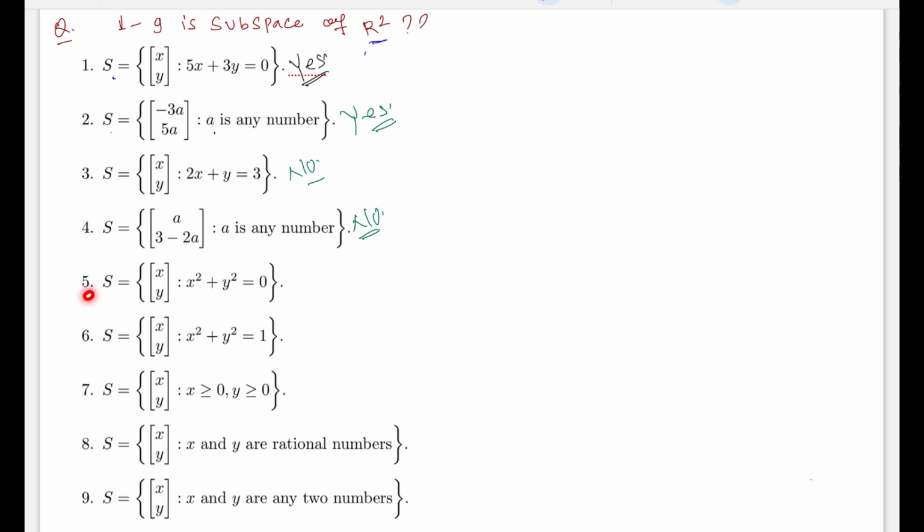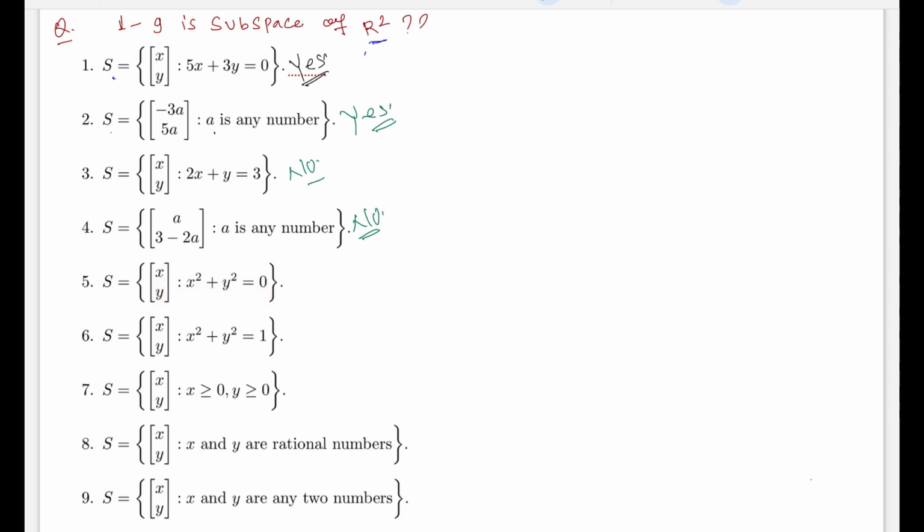Coming to this question number 5, we have to check whether this set is a subspace of R square or not with this condition. Whatever elements are in this set S should follow this condition: x square plus y square is equal to 0. Basically, it squares the first component and the second component and adds them, and the addition should be 0.